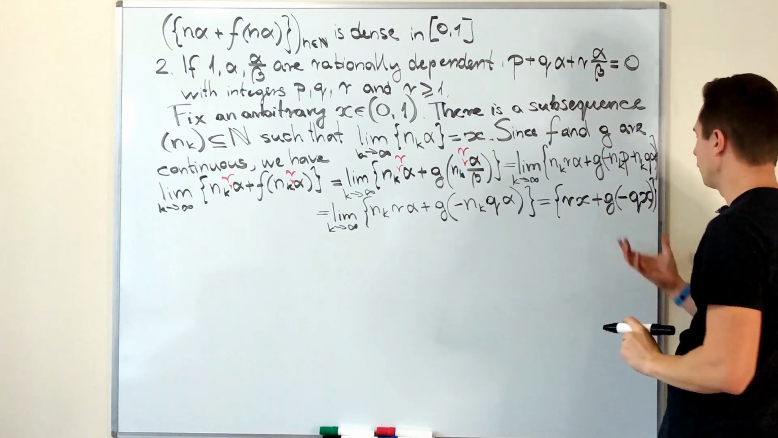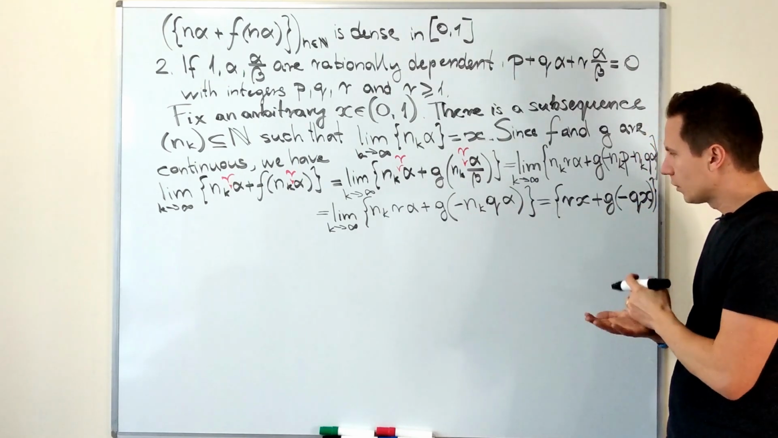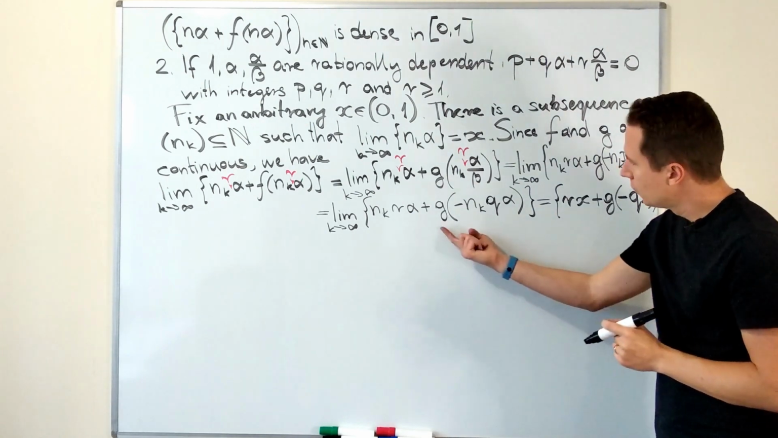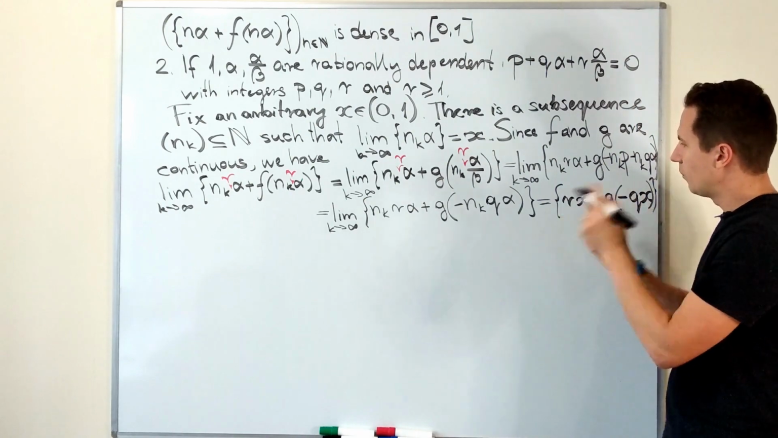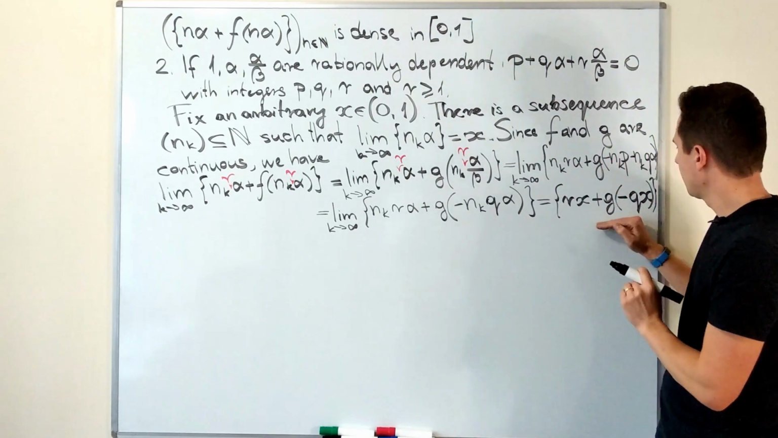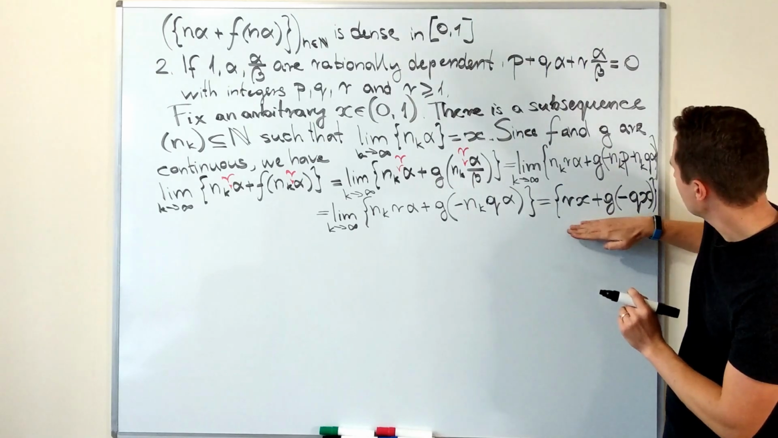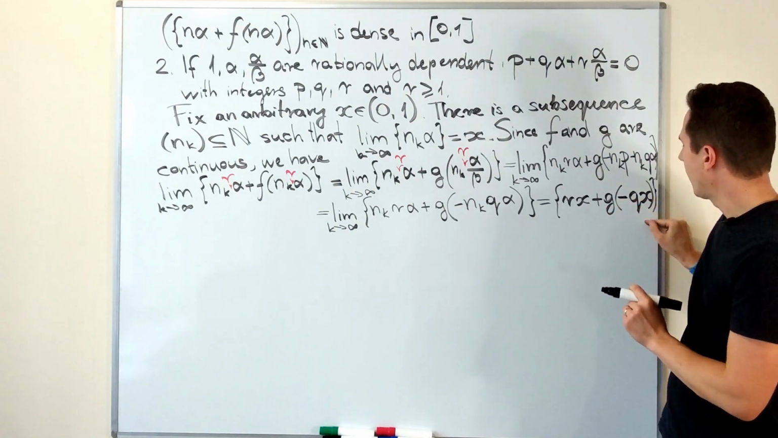And we have to take the fractional part. Again, because n sub k times alpha converges to x, and g is a continuous function, it can be interchanged with taking the limit. So this is what we got: the fractional part of r times x plus g of minus q times x.